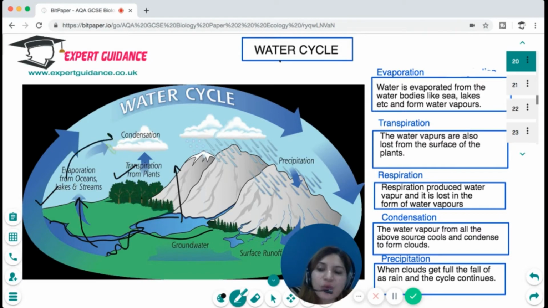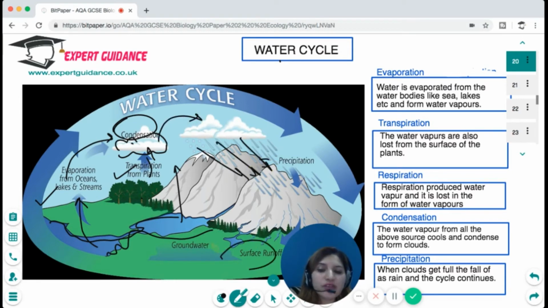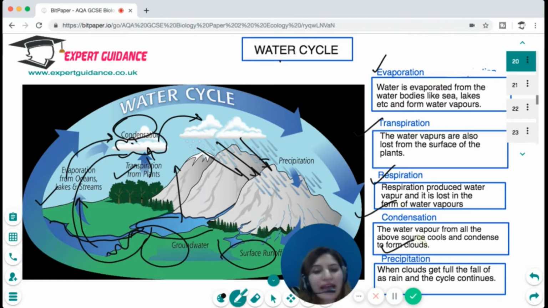Then all these water vapors get cooled by the process of condensation and form clouds. Then the clouds eventually burst and fall off as rain, as precipitation, and get into surface runoff or into the water bodies. And again, they evaporate and the cycle continues. So the water cycle consists of evaporation, transpiration, respiration, condensation, and precipitation. And again, the cycle starts.